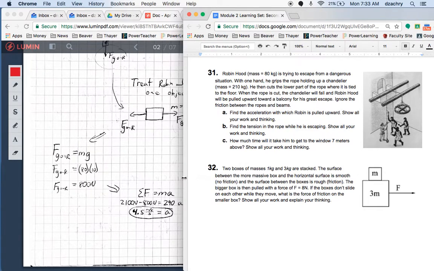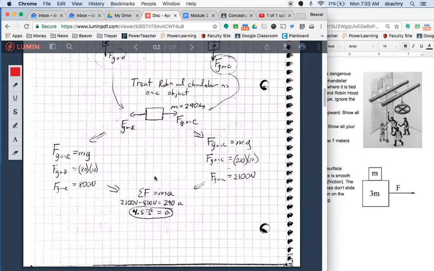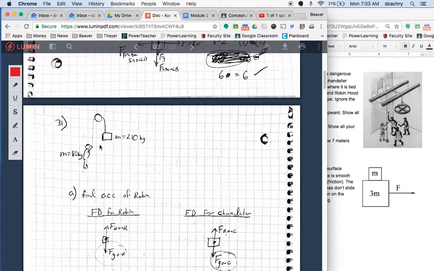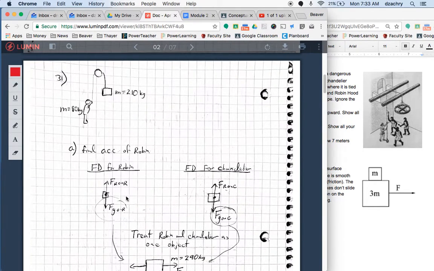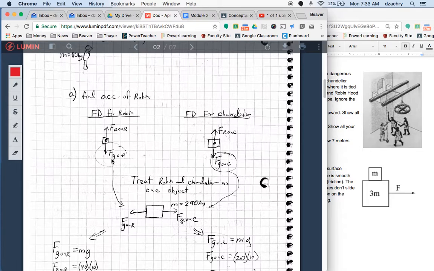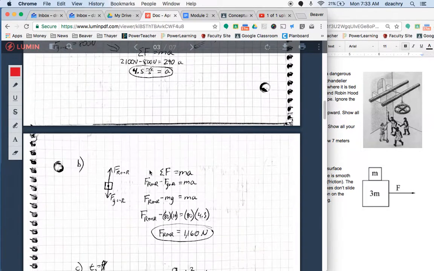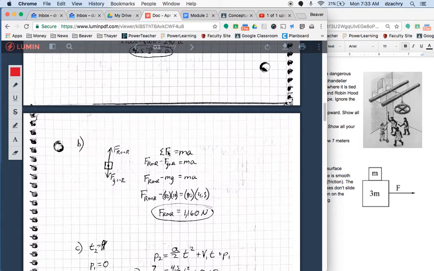B asks for the tension in the rope while he's escaping. Well, now we know the acceleration of Robin. And if we go back to this, we know his weight is 800. We know his acceleration, we know his mass, so it isn't too complicated to find the force of the rope. Here's our force diagram.